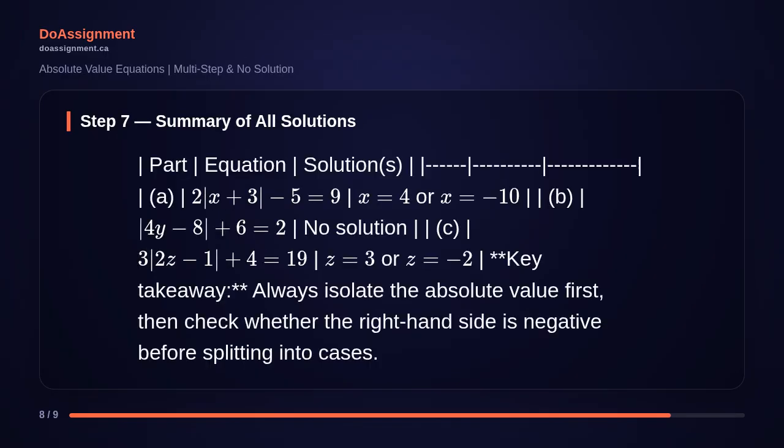Here is the full summary. Part A has 2 solutions, x equals 4 and x equals negative 10. Part B has no solution because isolating the absolute value gives a negative number. Part C has 2 solutions, z equals 3 and z equals negative 2. Always isolate the absolute value before splitting into cases, and always check whether the isolated value is negative.